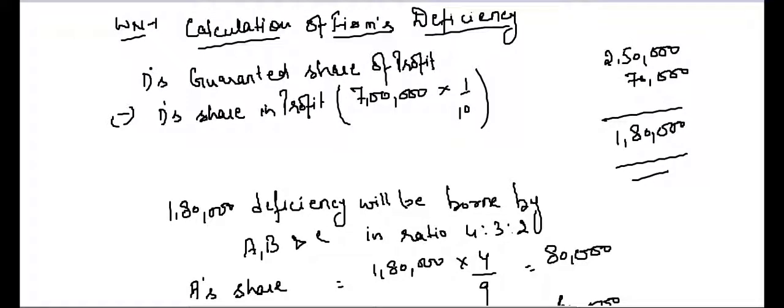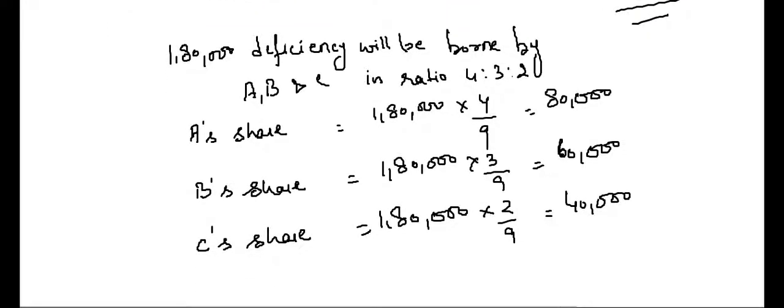Clear? What is D's guaranteed share of profit? 2,50,000. What is his actual profit? 70,000. 1,80,000 will be borne by the remaining partners because it is a firm guarantee. All the partners have guaranteed him a minimum profit of 2,50,000. So it will be borne by A, B and C in the ratio of 4:3:2. Accordingly, A's share is 80,000, B 60,000, C 40,000. Clear?